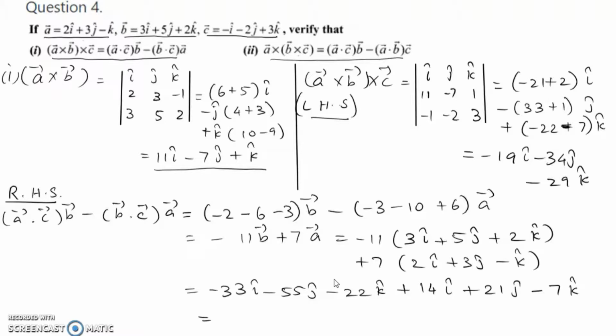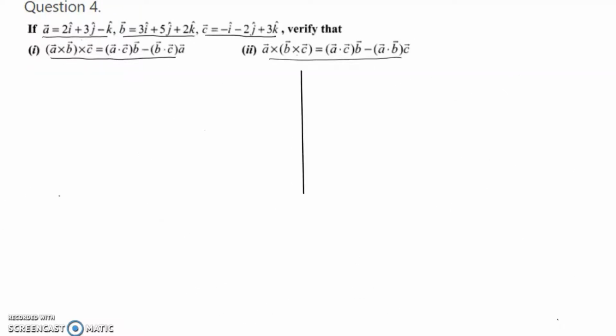So further simplifying, we get minus 19 I cap minus 34 j cap minus 29 k cap. So we can see that our LHS is equal to RHS, hence our proof. Now let's do our second part of the question.